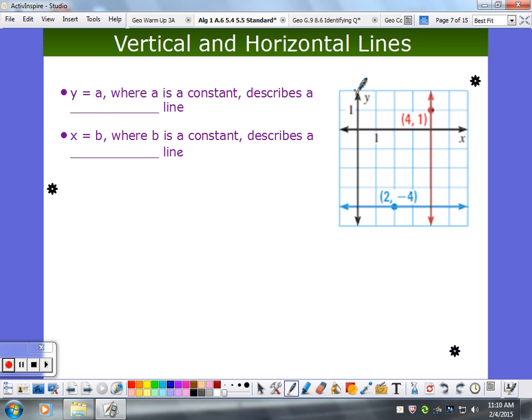It's a little hard to see in your paper because your paper is in black and white. So these are my XY axes. And it says Y equals a number. Now A is standing for a constant, just a number. Describes what kind of line? Y equals a number is horizontal, which means left to right. And X equals some number is vertical.